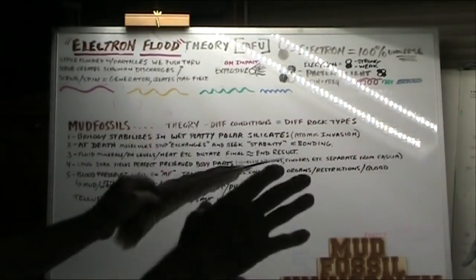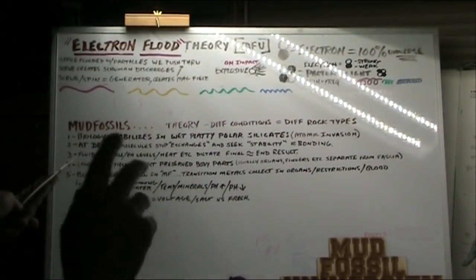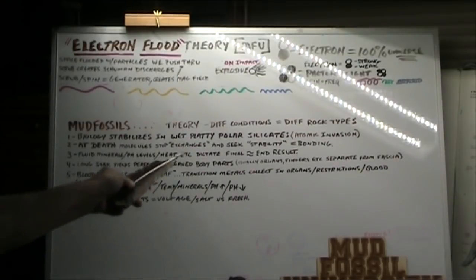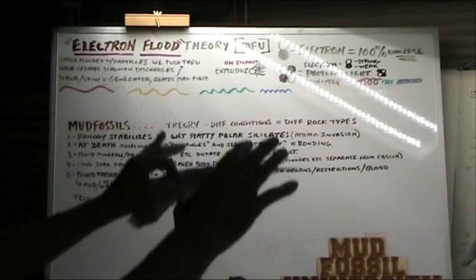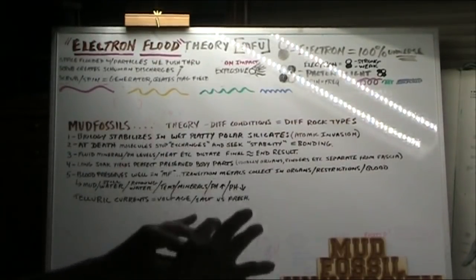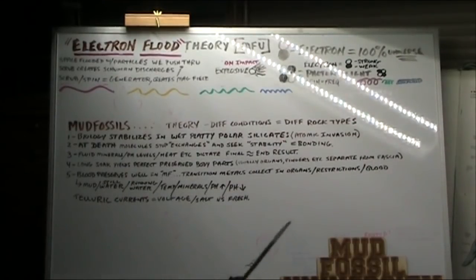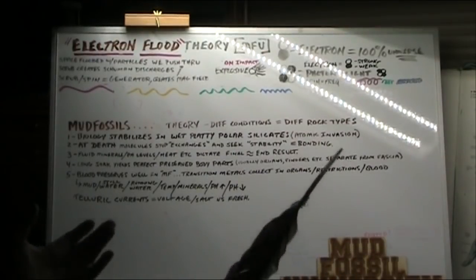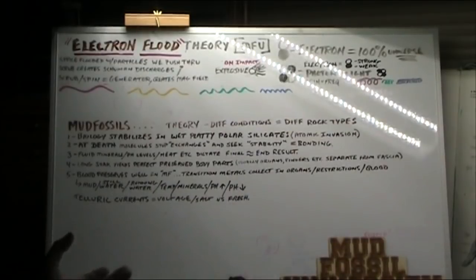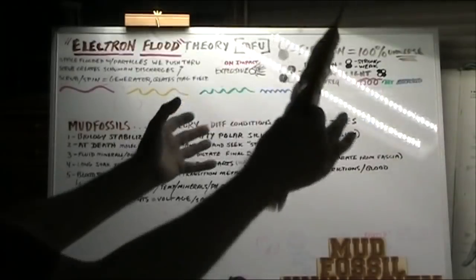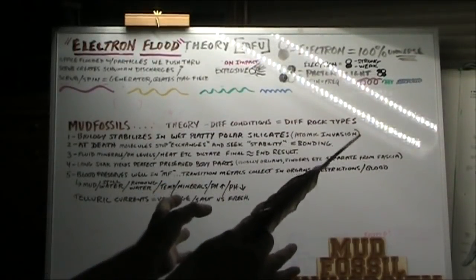Then after that happens, the long soak yields perfectly preserved body parts. They're just like they were when you soaked them, only they have bonded with other molecules. Sometimes they will bond with mud, sometimes they will bond with silicons, sometimes they will bond with iron and different other minerals that are in whatever the conditions that it finds itself in.